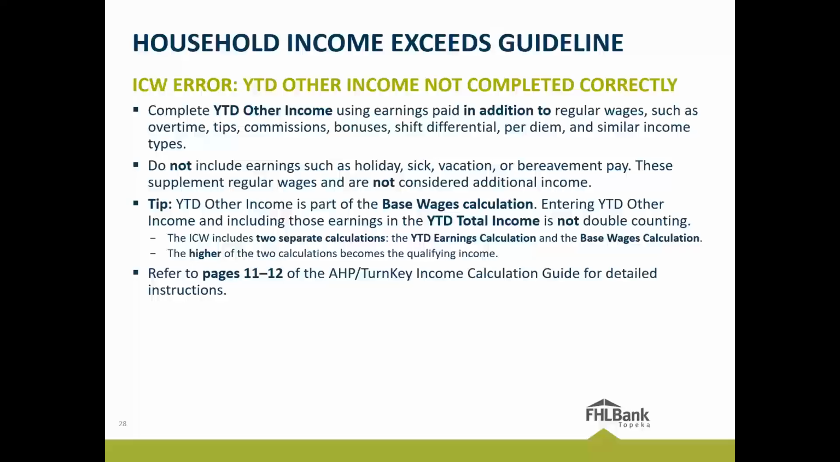One tip is that the year-to-date other income is part of the base wages calculation. So when you're entering year-to-date other income and you're including those earnings in the year-to-date total income, it's not double counting it. It's not overstating the income. There are 2 separate calculations in the workbook, and the workbook is only taking the higher of the 2 calculations.